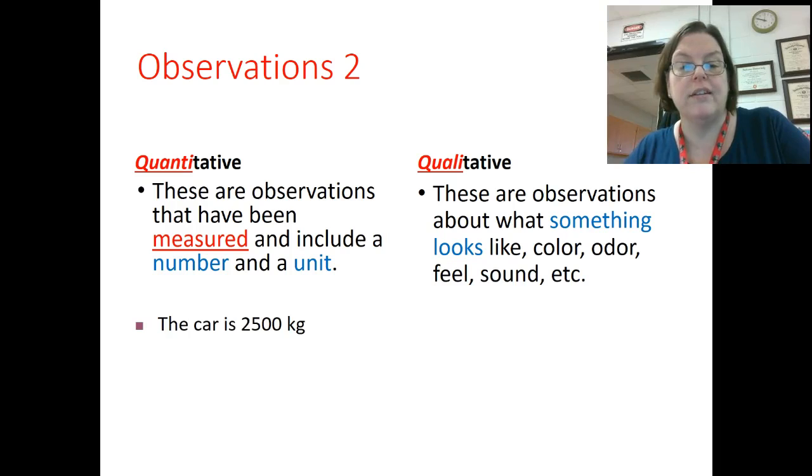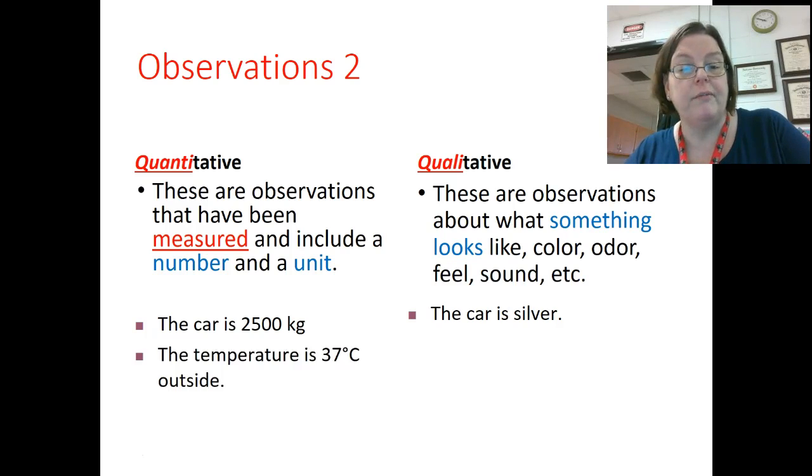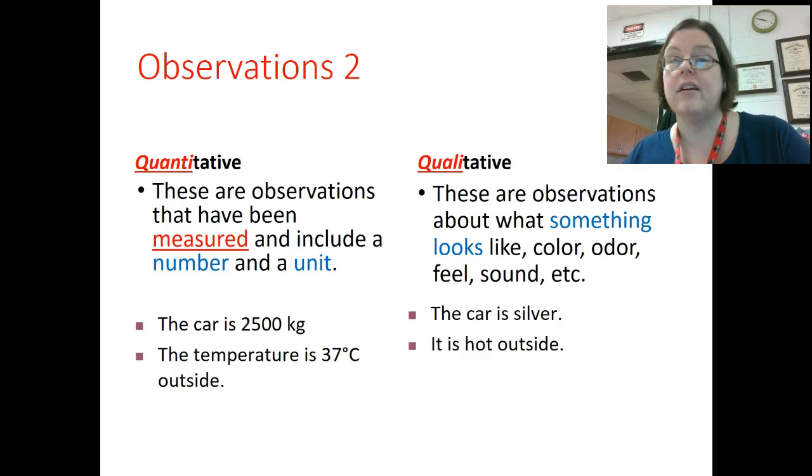So let's look at our list. The car is 2,500 kilograms. That's quantitative because it has a measurement in it. The car is silver. That's qualitative because it's giving me a color or a quality. The temperature is 37 degrees Celsius outside. That is a quantitative. It's got a measurement in it. We can read that. It's hot outside. That's a quality. It's hot is the quality, but it's not a measurement.